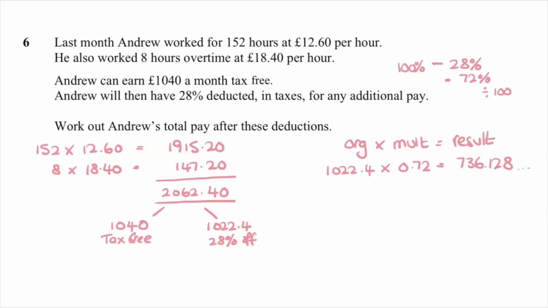So it's a great method because it does all the taking away and everything for us. So now all I have to do is add his tax-free lump and the rest of it. Round for money. And that's our final answer.